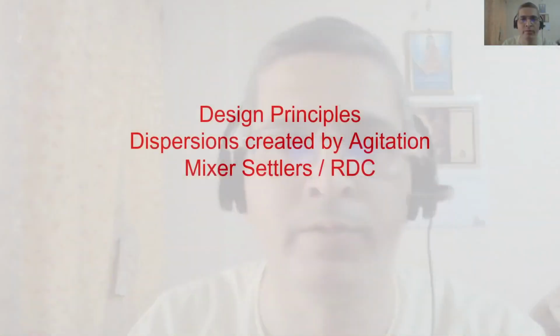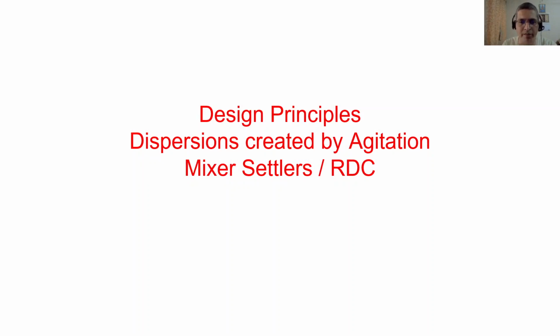Okay, so now what we are going to do is look at how we design the other kind of extraction columns. We talked about spray columns where droplets are rising because of their buoyant force. But now let's do something about the agitated kind of systems, so that will be like our mixer settler or rotating disc contactor. We'll not do the design in a great amount of detail. We will try to look at just some of the common principles of design.